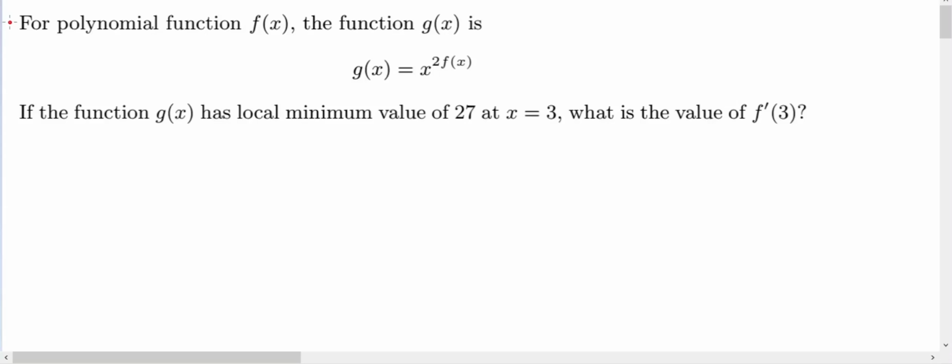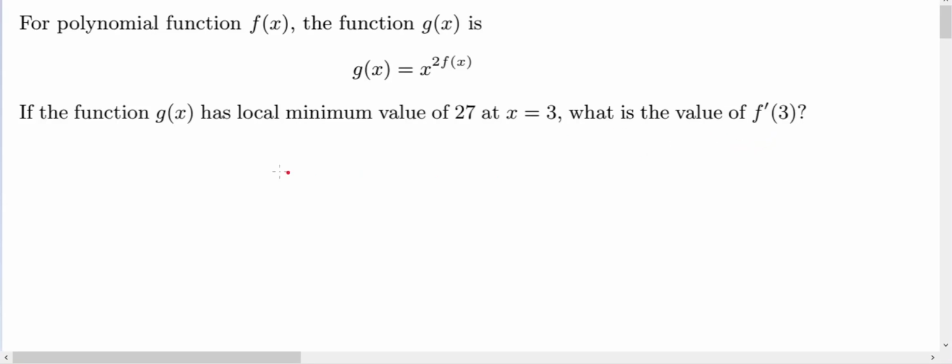In this video of Florida Man Math, we're answering another request from the r/learnmath subreddit. The question reads: for polynomial function f(x), the function g(x) is defined as x raised to the 2f(x), so that f(x) is in the exponent. If the function g(x) has a local minimum of 27 at x = 3, what is the value of f'(3)?